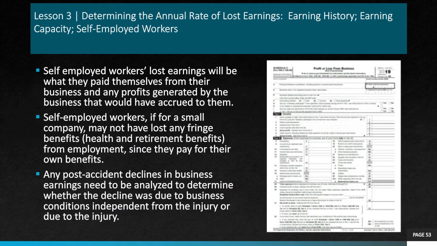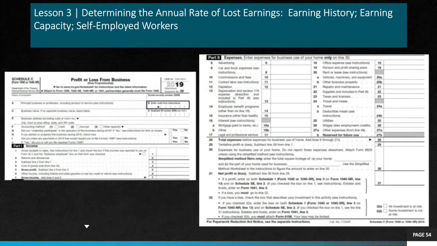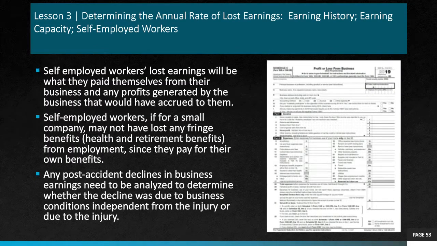Okay. We talked about self-employed workers. And for self-employed workers who go on and continue to work, sometimes you can show a marked loss of earnings if you have the Schedule Cs after the injury occurred, and you can measure the difference between what they were earning prior to the injury and what they were earning after the injury, and the delta is going to be their loss. Okay. All right.